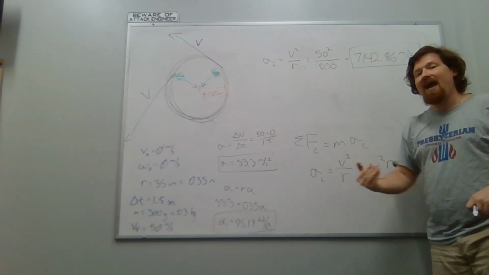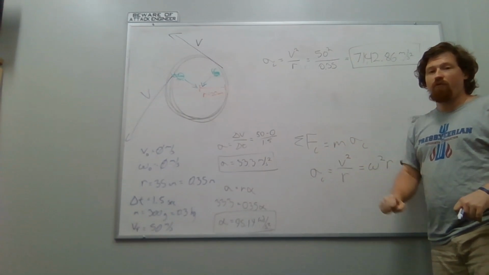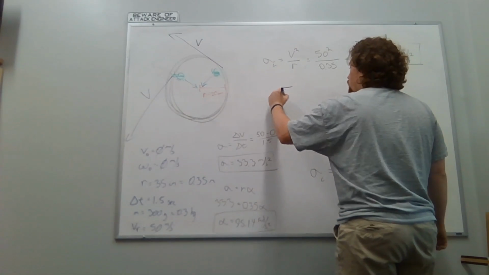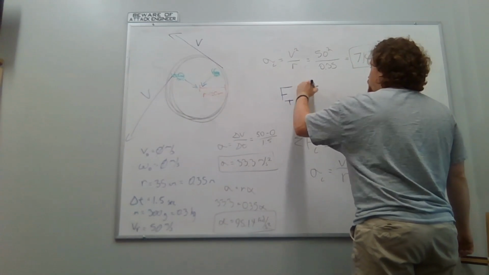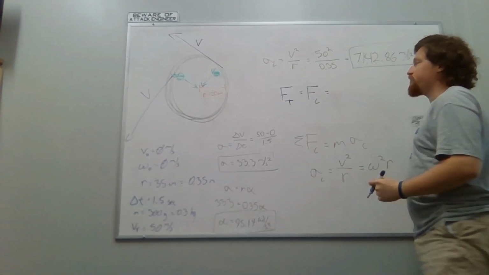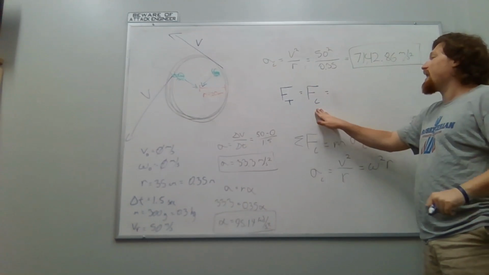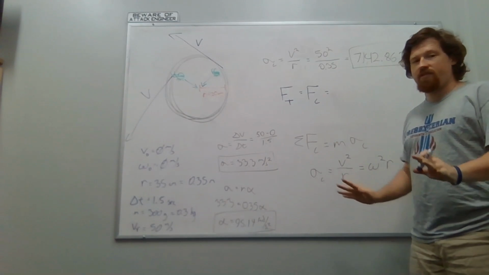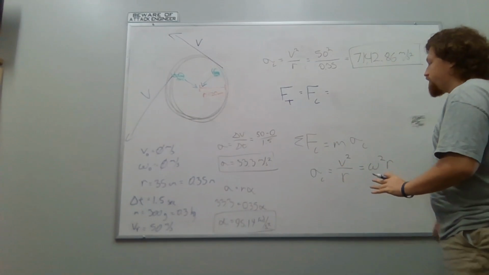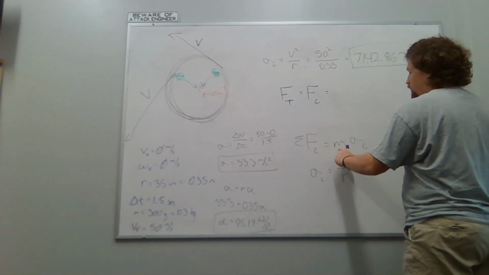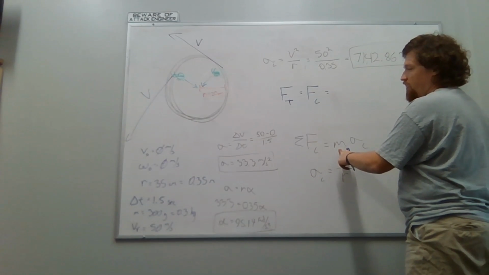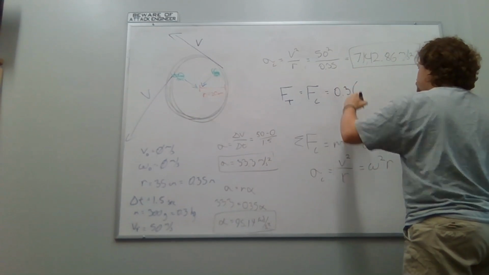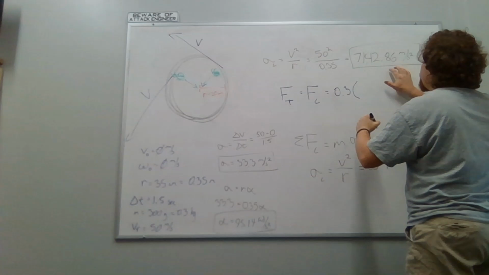The tension is acting as the centripetal force right now. So if we want the force of tension, we need to find the centripetal force, because right now the tension is acting as the centripetal force. There always has to be some existing force acting as the centripetal force. It's going to be equal to the mass of the rock, which is 0.3 kilograms, times the centripetal acceleration.